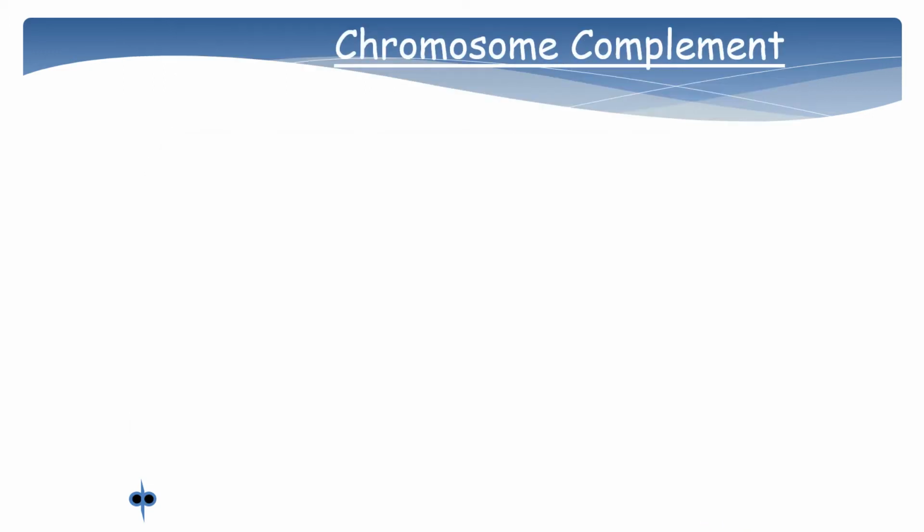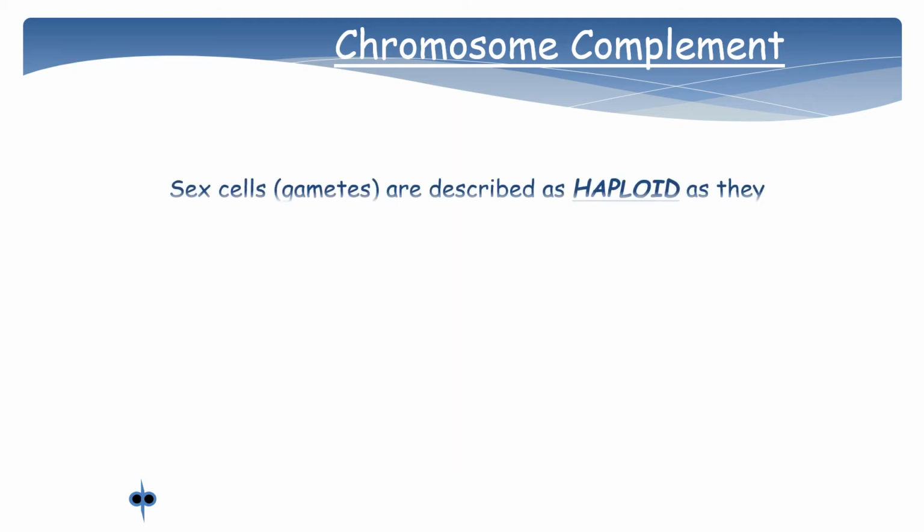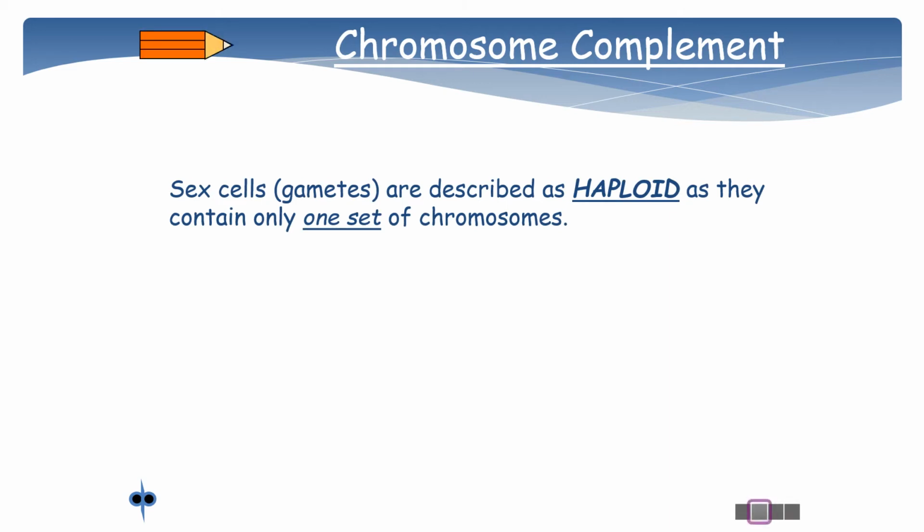Normal human body cells are referred to sometimes as somatic cells, and they're diploid, whereas sex cells, the sperm and the egg, are haploid. This is because they only contain 50% of the genetic information. Sex cells, or gametes as they're called, are described as being haploid, as they only contain one set of chromosomes. You can remember this by half meaning half.